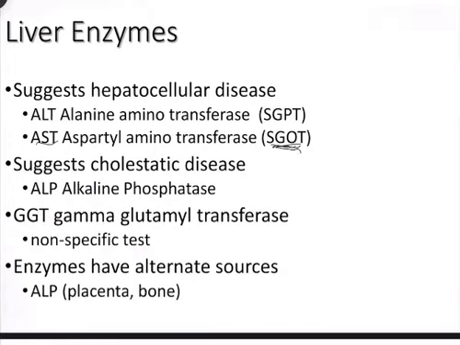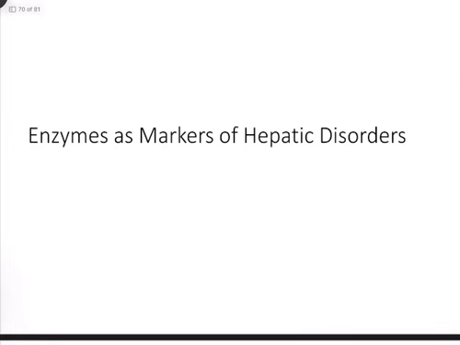Suggest cholestatic disease. You do have ALP or alkaline phosphatase. Gamma glutamyl transferase is a non-specific test with regards to your liver, but a significant rise in GGT can correlate with the liver, but not always. Enzymes have alternative sources. Your ALP or alkaline phosphatase can be seen in the placenta and bone. That's why an increase in this doesn't always suggest cholestatic disease.